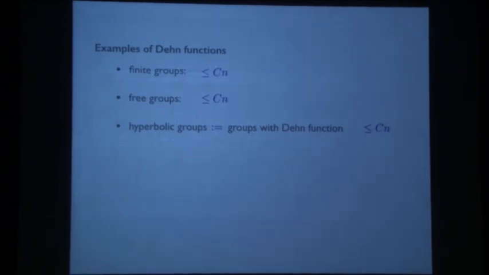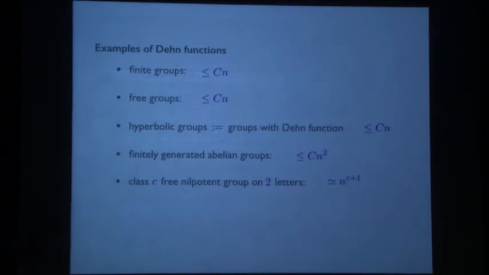Well, I'm not sure. Right, you lose an exponential. They're non-deterministic. But you can solve the word problems very quickly for other reasons. Finitely generated abelian groups, it's always at most n squared. You can get polynomial of any integer degree using free nilpotent groups on 2 letters of class C. You get n to the C plus 1.